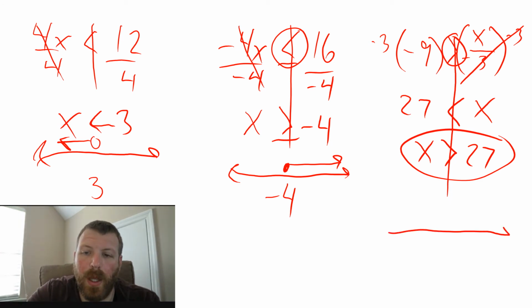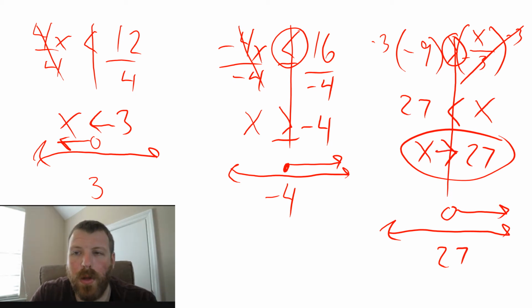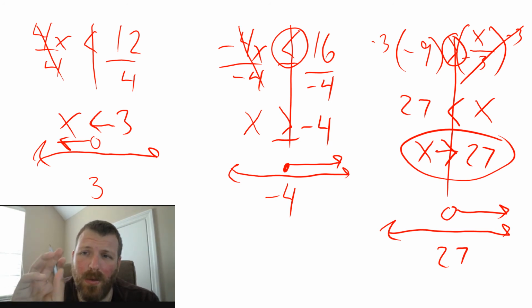So this is going to be a line with 27 on the bottom with an open circle going to the right because our arrow tells us it's going to the right. So you just have to be really careful. Just remember that if you're multiplying or dividing by a negative at the end, you have to flip your symbol. And then anytime you have to flip the whole thing, you always do the mirror image.